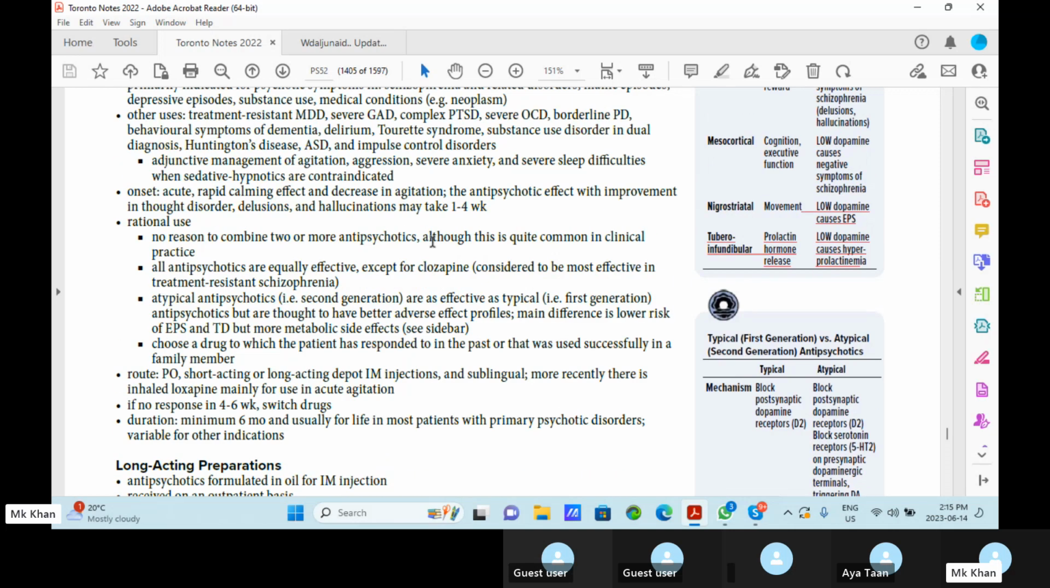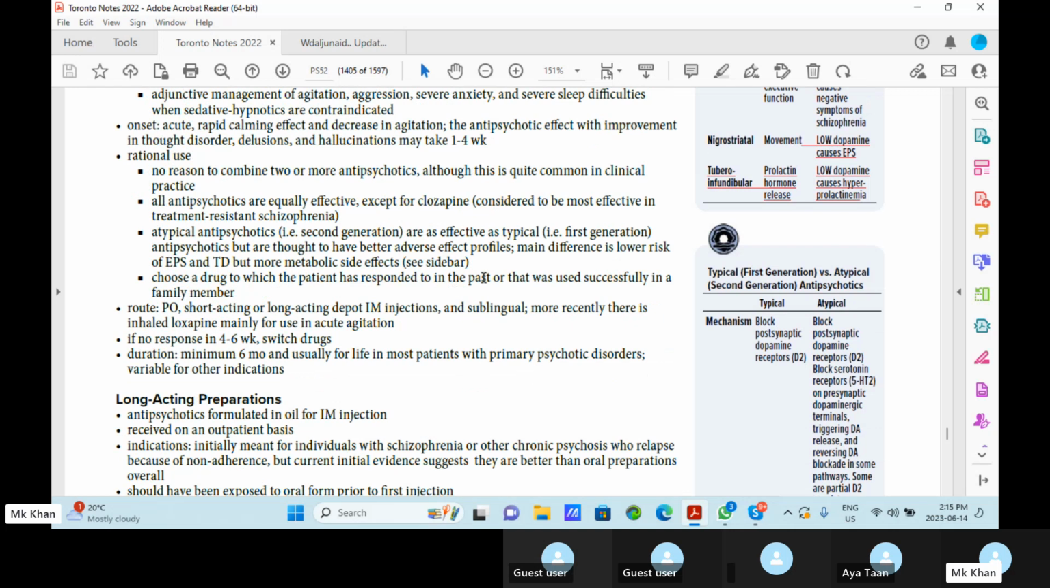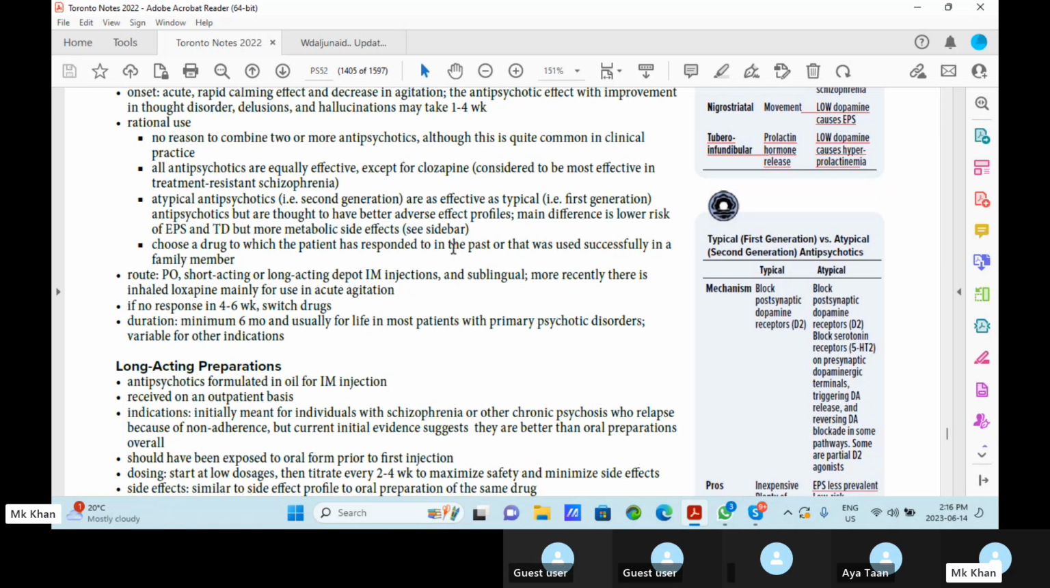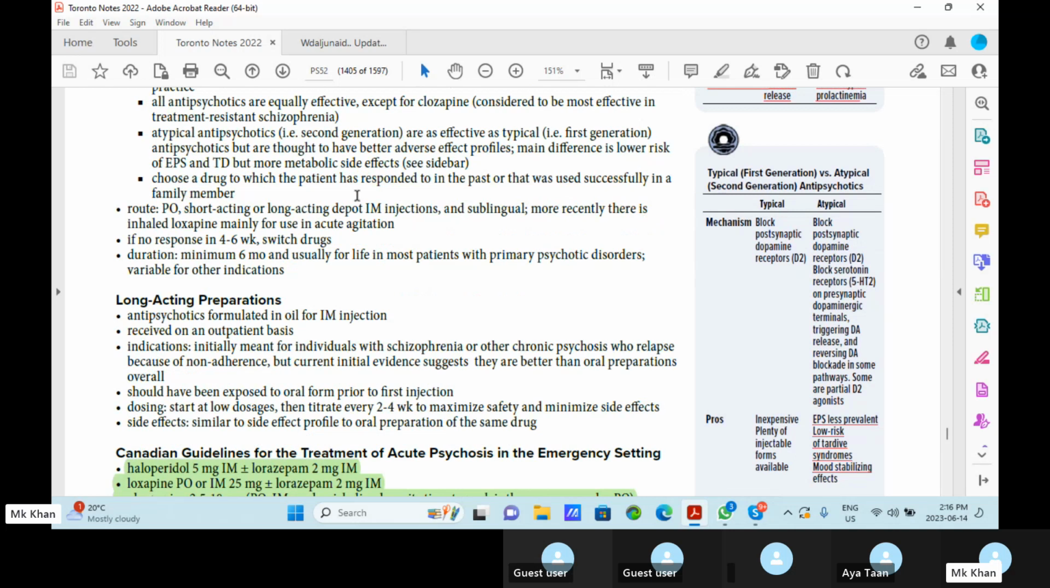So what is the main difference in the first generation and second generation antipsychotics? The first generation causes more EPS, extrapyramidal, the movement disorders, and the second generation, they have less EPS, but they are more like metabolic effects and all those. So choose a drug to which the patient has responded in past or that was used successfully in a family member. So this is important.